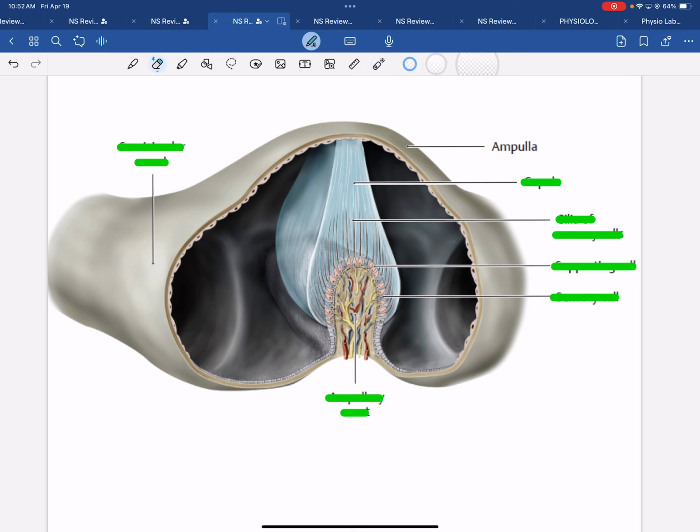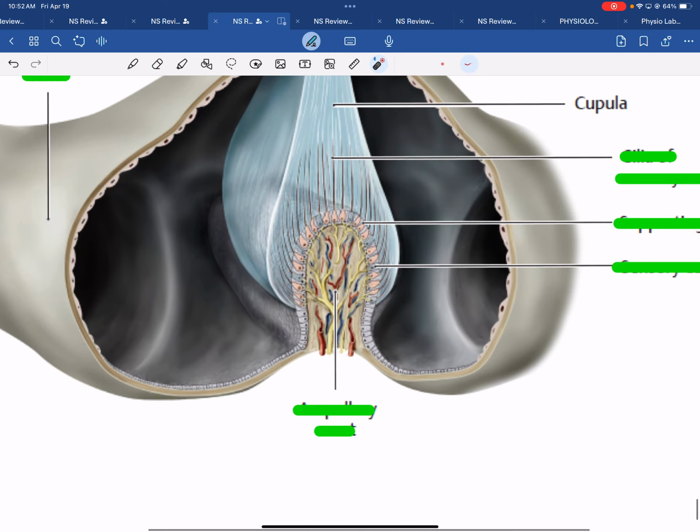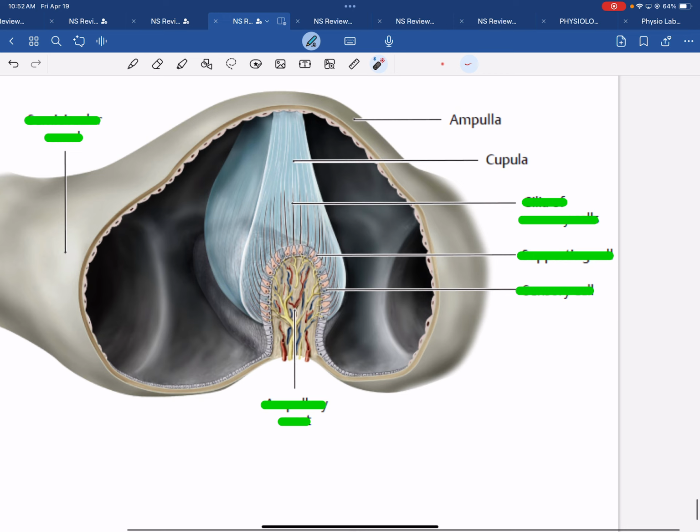So maybe I'll give you some extra information that you only need to know for lecture, but let's go through it because I think it's useful to know how your head detects angular acceleration. It does that with this gelatinous substance called the cupula. And the cupula is sitting on a specialized type of epithelium called the crista ampullaris. There are different cells of the crista ampullaris.